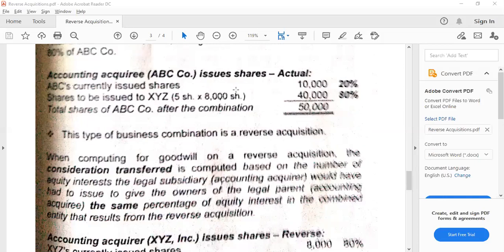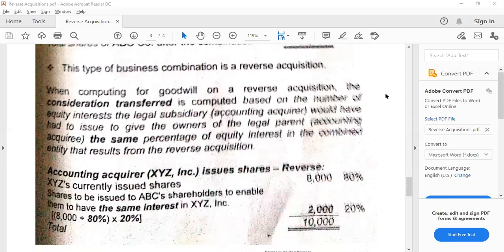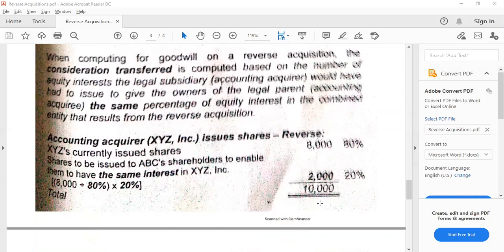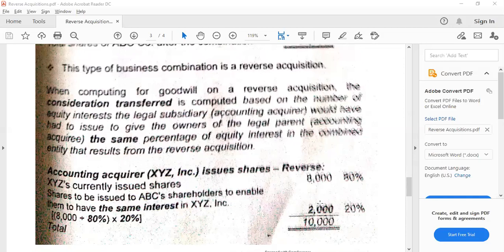So by issuance of ABC for 5 of the shares of XYZ, it actually created like 80% ownership. So XYZ owns 80% now of the total company. And then the consideration is computed based on this one. Remember, the existing shares of XYZ issued is 8,000. So for it to have the same percentage overall, that's 80%, we have to divide that, or gross up, by 80% to become 10,000. And so the additional issued shares of XYZ is 2,000.